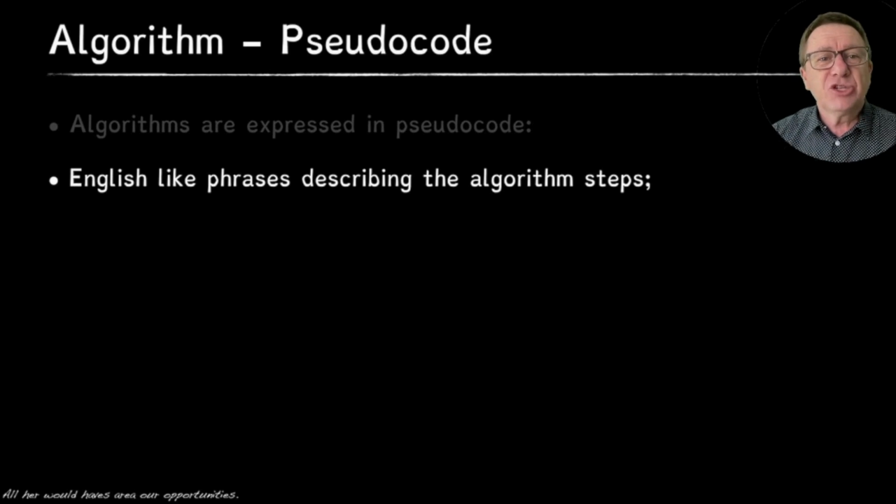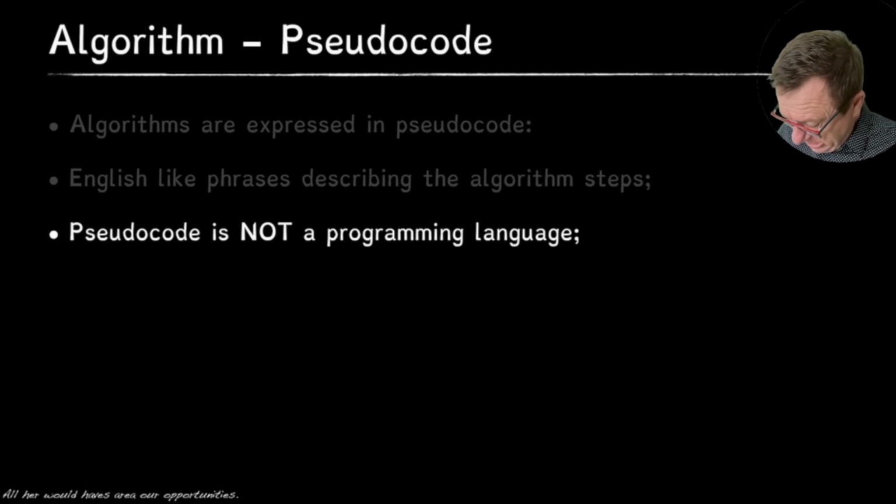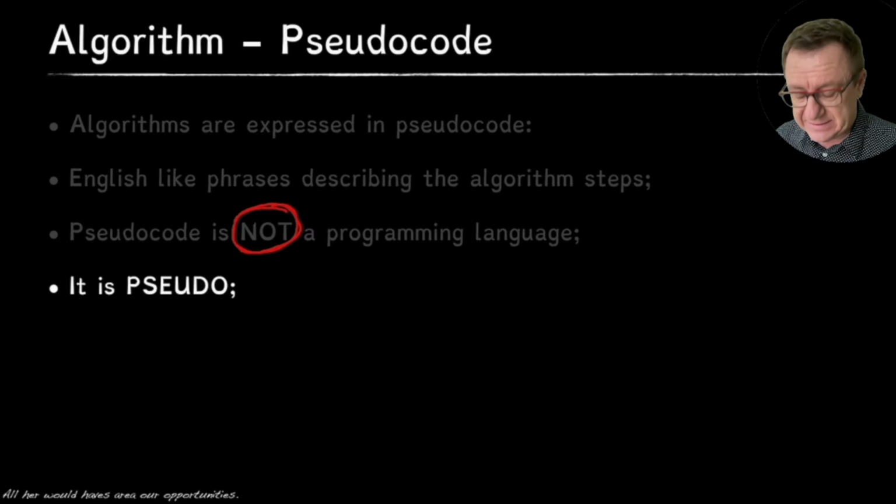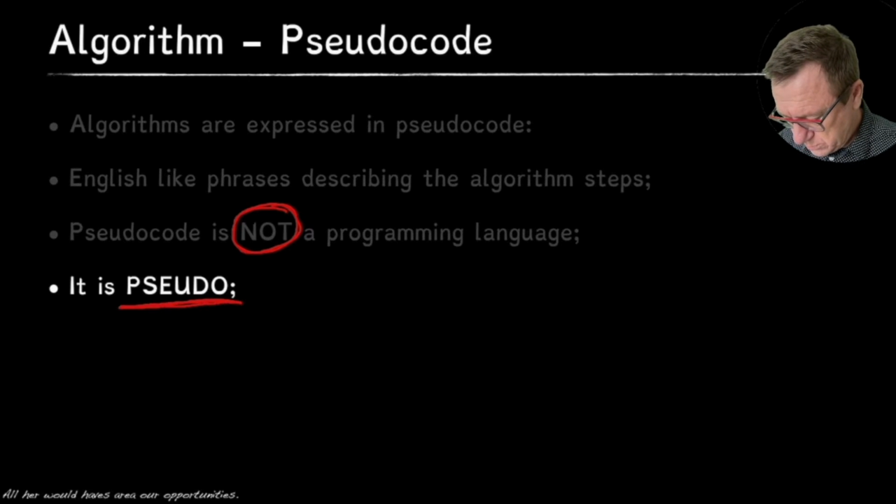Anyway, so pseudocode is not code. It's pseudo, not real. Fake, okay? And what it is, they're these English-like phrases that describe the algorithm steps. And you saw that when I was writing those things out. That was the start of my pseudocode, okay? Simple, straightforward. I've said it already, I'll say it again. It is not a programming language. It is pseudo. Please keep that in mind.